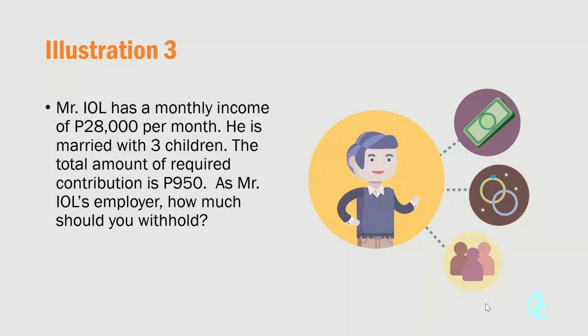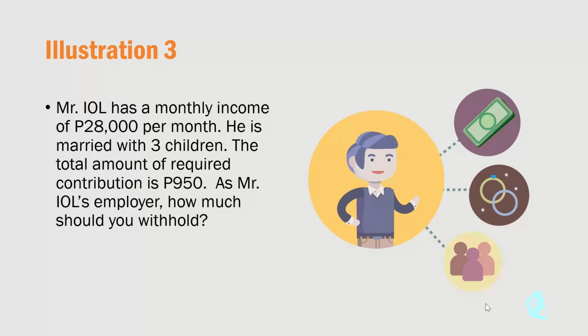So here is an example. Mr. IOL has a monthly income of 28,000 per month. He is married with 3 children. The total amount of required contribution is 950 pesos. As Mr. IOL's employer, how much should you withhold?